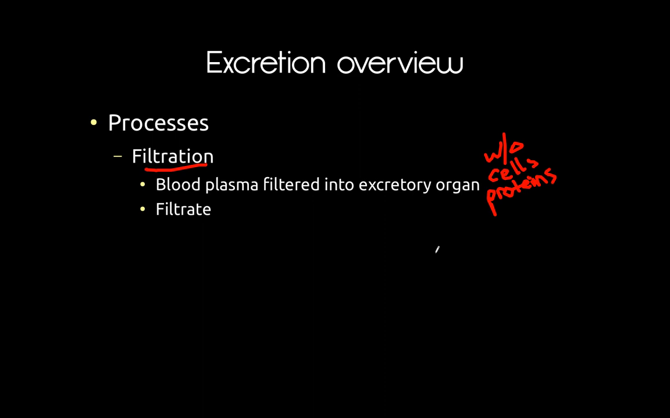From this point on, to the point that ends up being collected in the urinary bladder, we're going to call it filtrate, because really it's just the filtered blood plasma. It's not urine yet. We haven't gone through the entire process of forming urine, and it's not really blood plasma anymore. So we call it filtrate. It's just kind of this intermediate filtered stuff.